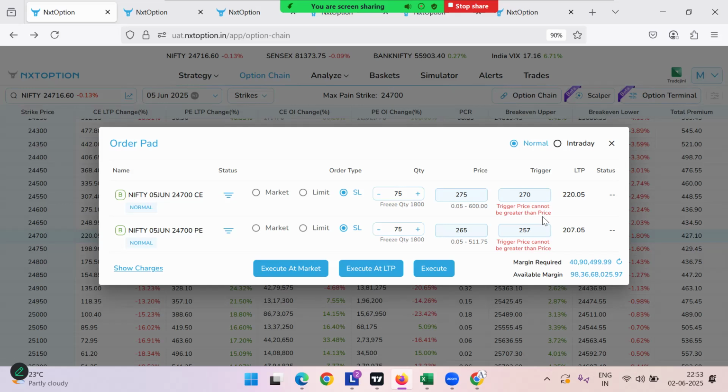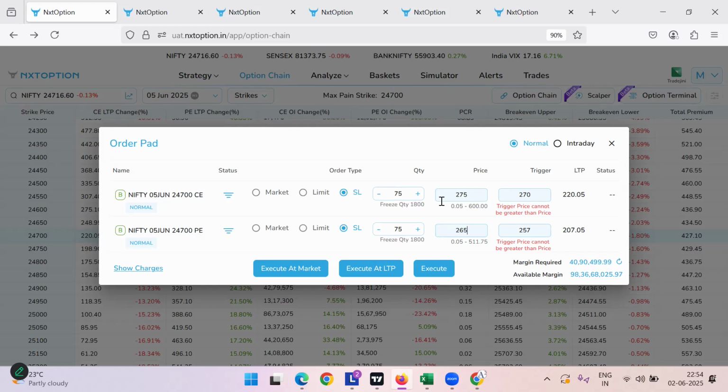Now, the reason why we do this, I'll tell you that. When the price comes to 270 for the call option, currently you're selling it at a price of 220, your order will be pushed to exchange. Now, when the order goes to exchange, what if the price reaches 300, 350? You may not want to square it off at that rate. So that's the reason we ask you to give a range between which you want your order to be executed.